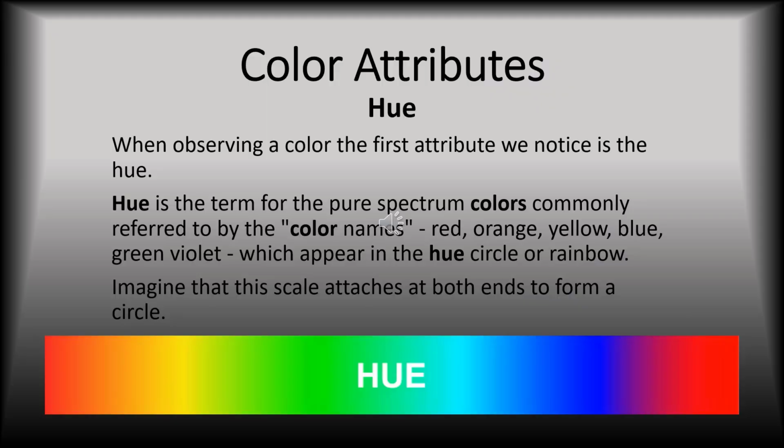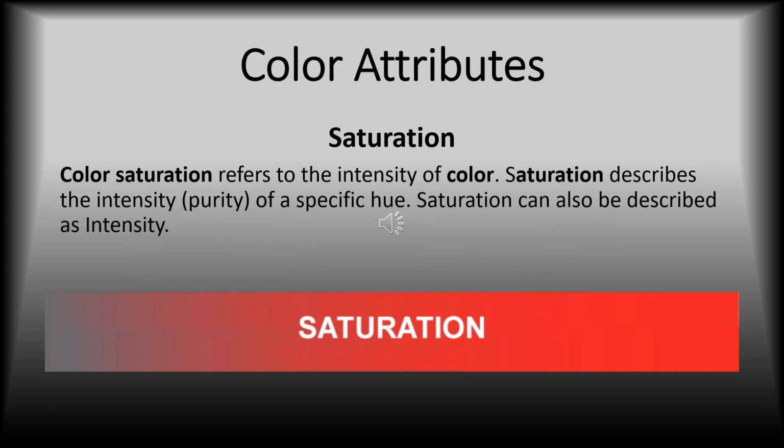When we first view a color, the first attribute of that color that we notice is the hue. So the hue is a term for where that color falls on the spectrum, whether it be red, orange, yellow, green, blue, violet, and so on. In the scale at the bottom here, we can see that we have the full spectrum of colors. And at each end, we have a red. So if we put these two ends together and formed a circle, that's one way that we can refer to color hue.